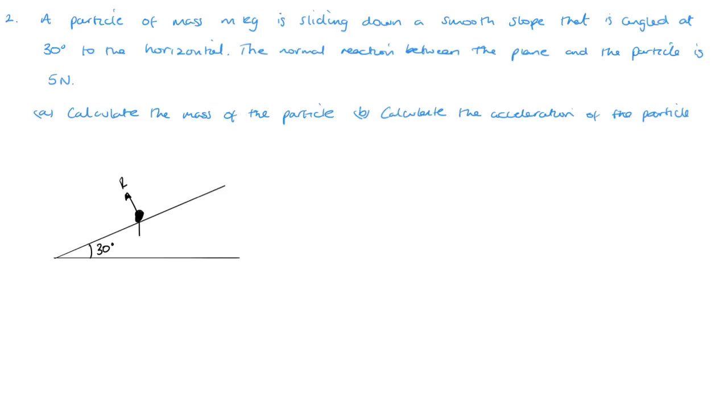So this is mg. Now the normal reaction between the plane and the particle is 5 newtons. So this R is equal to 5 newtons. Okay, calculate the mass and then calculate the acceleration.